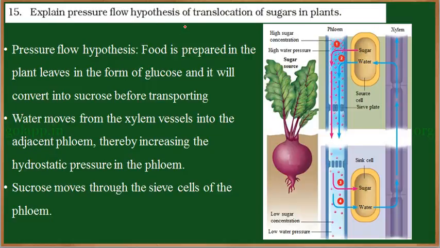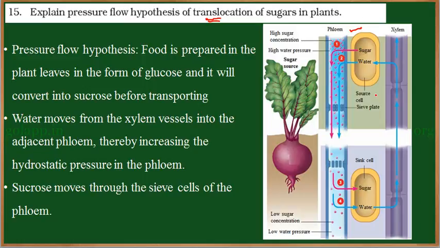Explain the pressure flow hypothesis of translocation of sugar in plants. So first of all, translocation means transportation of sugar, and this is done by the phloem tissue in plants. So let us see what a pressure flow hypothesis is. What does this theory talk about?